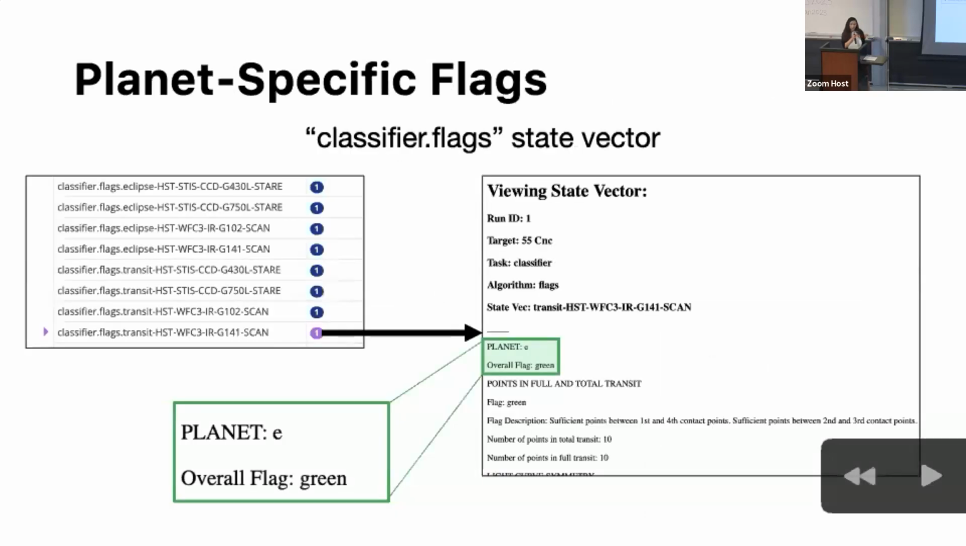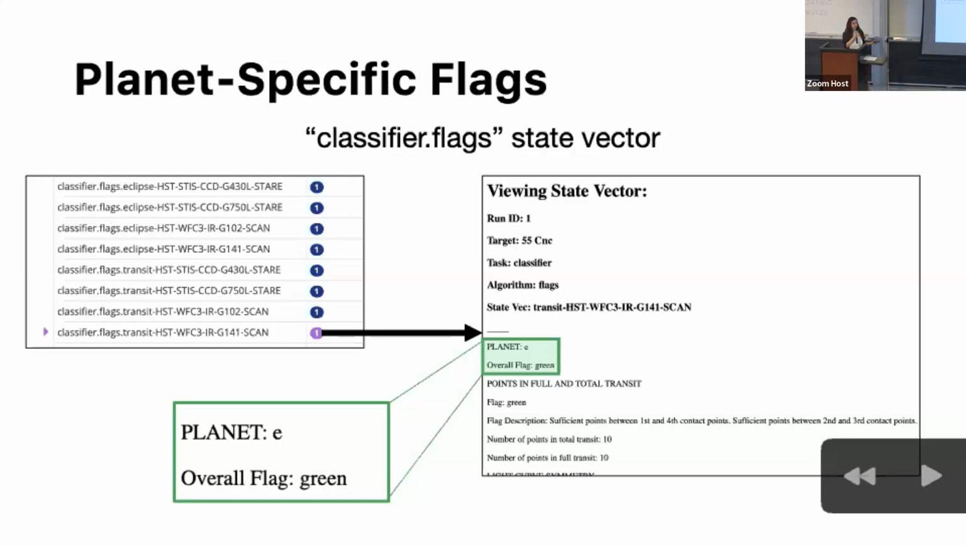In the graphical user interface, you can see these flags in a state vector called classifier.flags, that has each planet's specific flag. For example, this planet got a green flag, so that's good. And you can also see a summary of all of the flagging algorithms that were run on it.